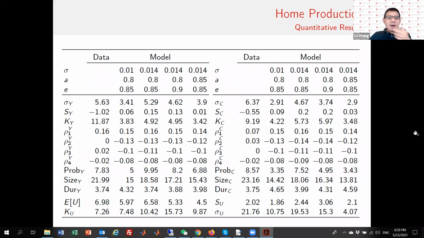All right, quantitative results. So we rescale the volatility of labor productivity in the market sector such that we match the output volatility in the data. The bottom line is that the disaster dynamics that we first saw in the baseline model persist. They show up in the home production model. If anything, the disaster probability is actually higher than that in the data, at 9.95%. Disaster size is slightly smaller, and duration is quite close to that in the data.